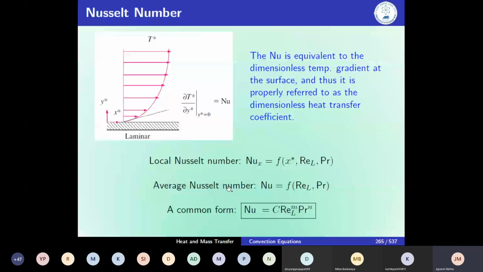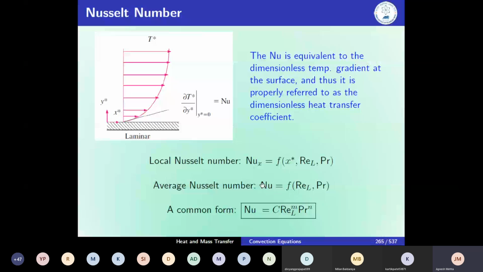But most of the time we are interested in the average value over some length of the plate. So you integrate it from X equal to 0 to X equal to L. You're interested in the average value of Nusselt number, and in that case even this X star will disappear, because its dependence on X will be averaged. So this average Nusselt number is a function of only Reynolds number and Prandtl number. Why are you interested in getting Nusselt number? Because it gives you the heat transfer coefficient h.